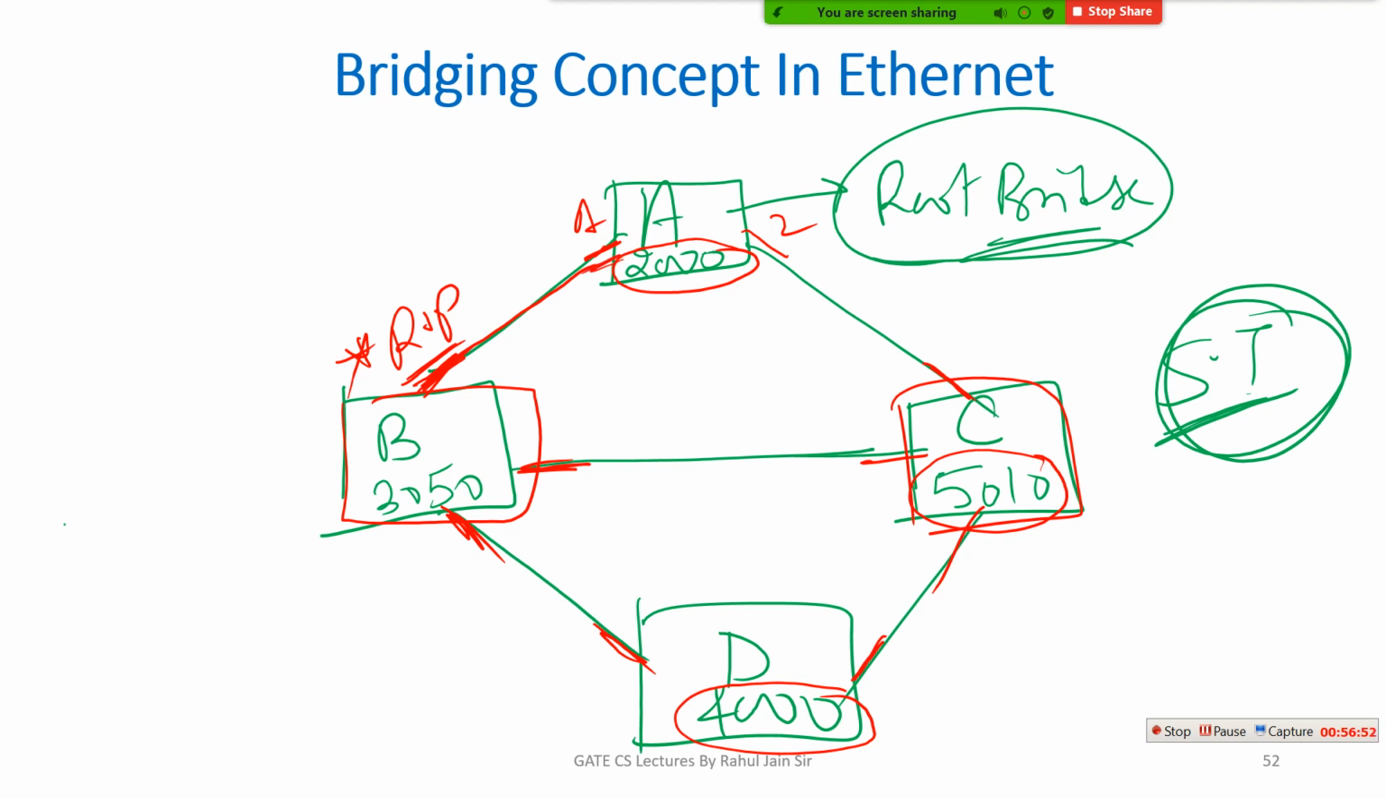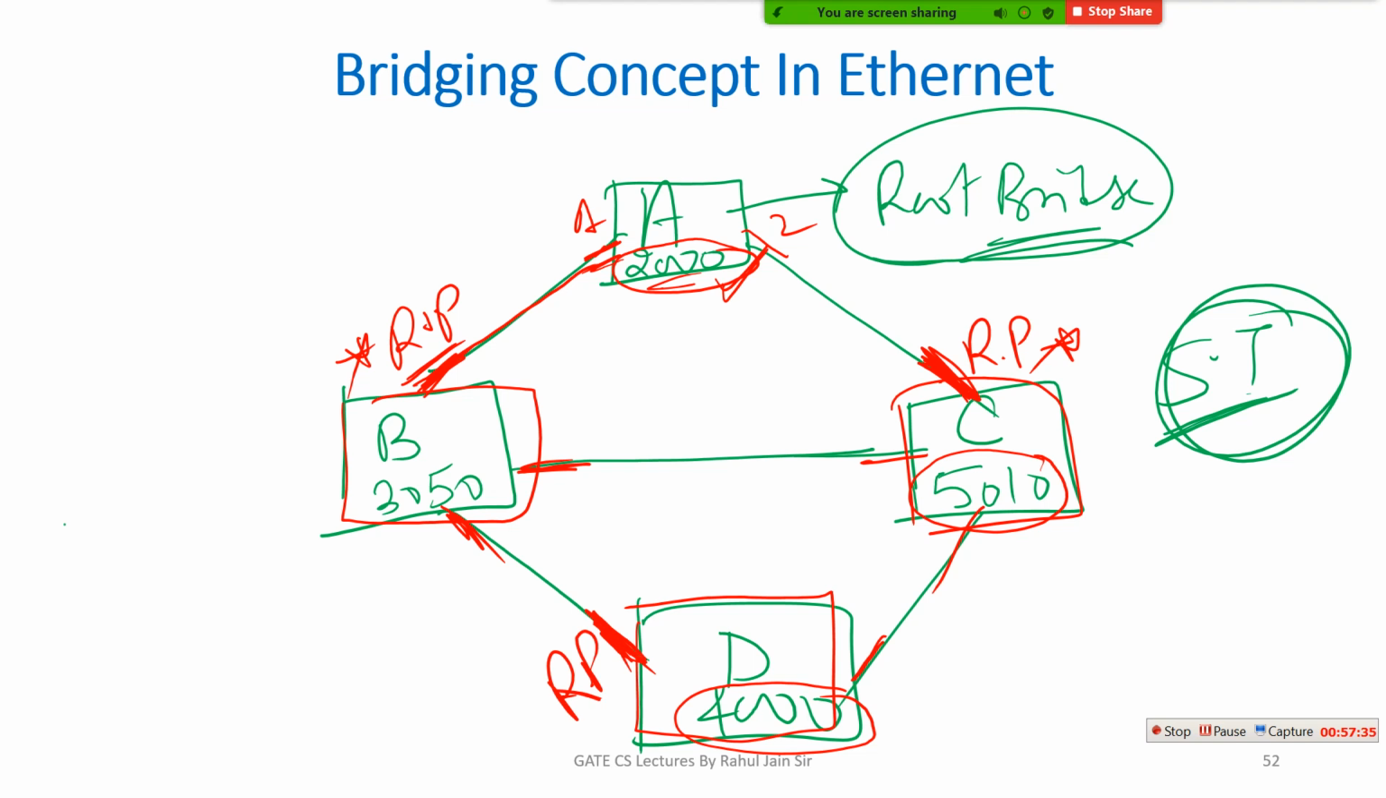If I consider C, again my root port would be this upper side port, because it is connected to the lower root ID. This 2000 you can consider as the lowest ID of any bridge. So whichever port leads toward the lowest ID of any bridge, we will make it the root port. Now this is the root port for this one and this one. If I consider bridge D, the root port will be this one, on the left side.